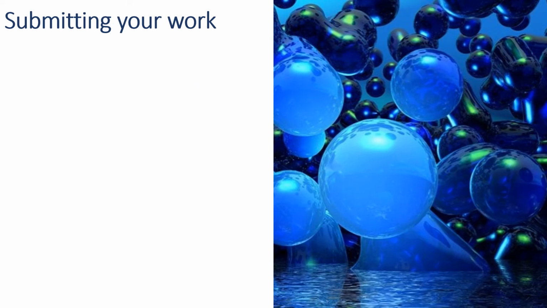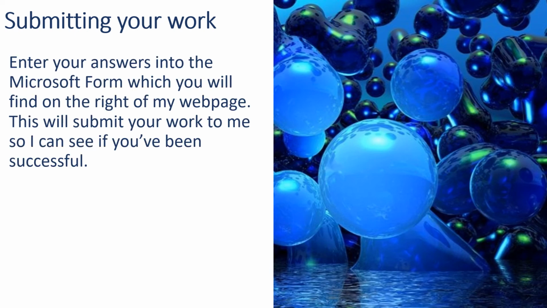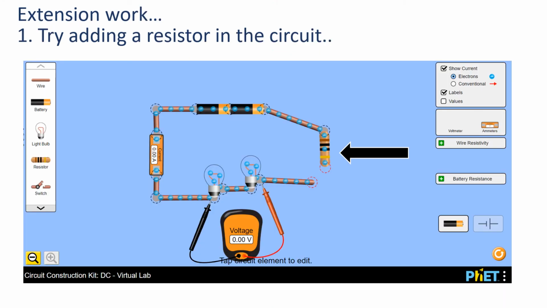So when you've finished that, you've written it on your page, I don't want you to photograph it and send it to me. I'd like you to add your results in. If you haven't changed the values of the bulbs or the batteries, then you'll all get the same answer, so I can see you've got it right. So enter your answers into Microsoft Forms, the voltage and current for each and the resistance for each, and I will be able to see whether you've been successful in your work or not. And if you haven't, then I can help you.